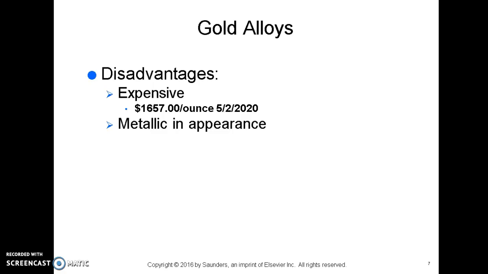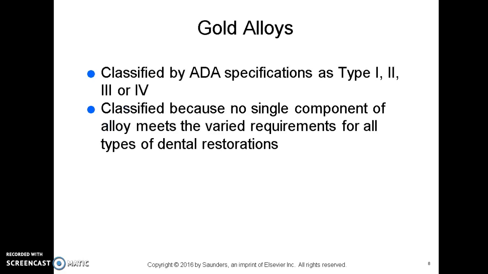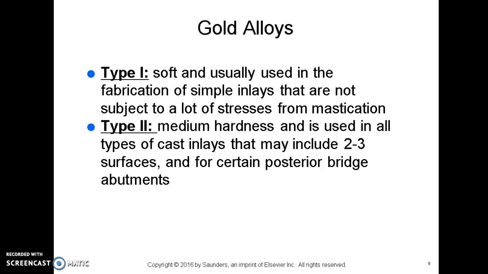It's not very aesthetic. Gold alloys are classified by the American Dental Association and specified as type 1, 2, 3, or 4. They're classified because no single component of alloy meets the varied requirements for all types of dental restorations. We're also going to sneak in a type 5 throughout this lecture.